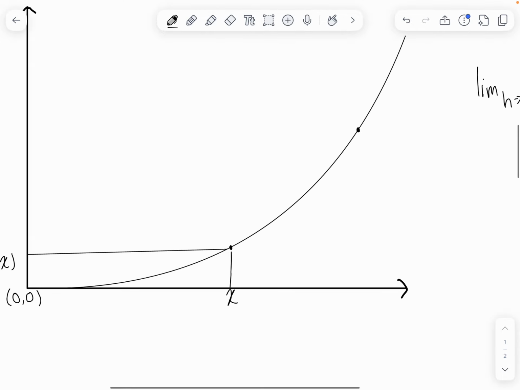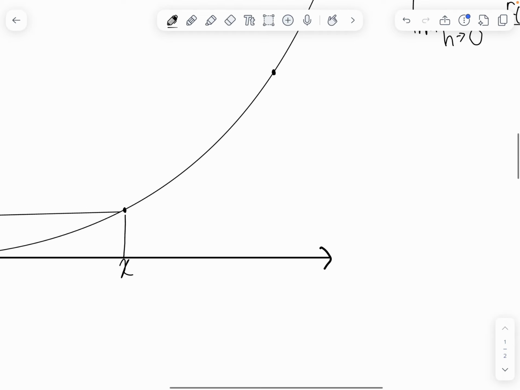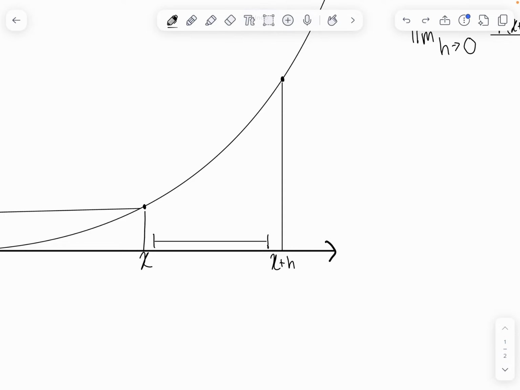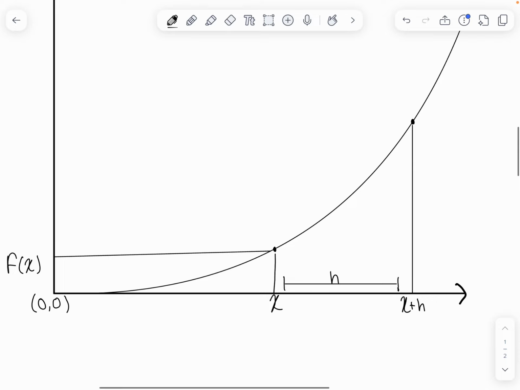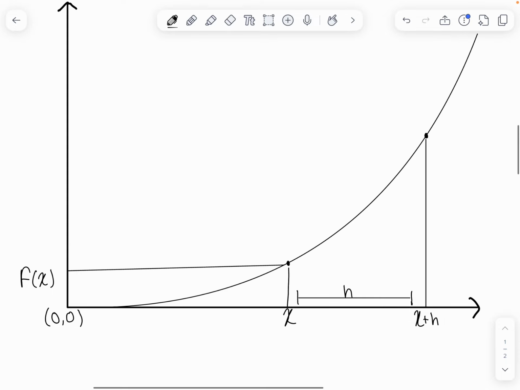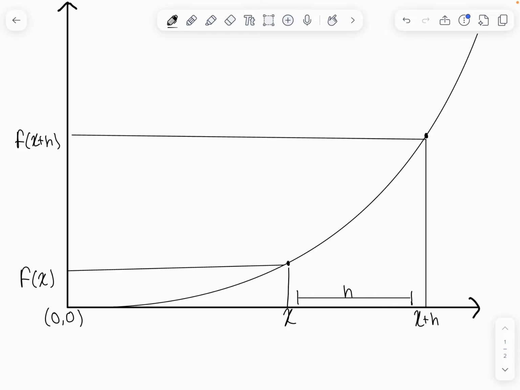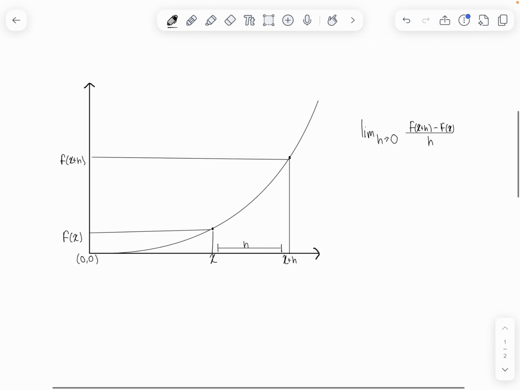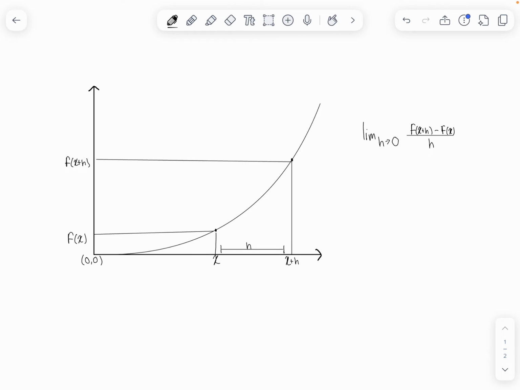Okay, and now what about the other point? So let's represent this point by x plus h. And the h is the distance from this point to the other point. Okay, so what does that mean for our output? Well, then that would mean our output is f of x plus h. I'm assuming you can start to see the resemblance in the points and the equation.